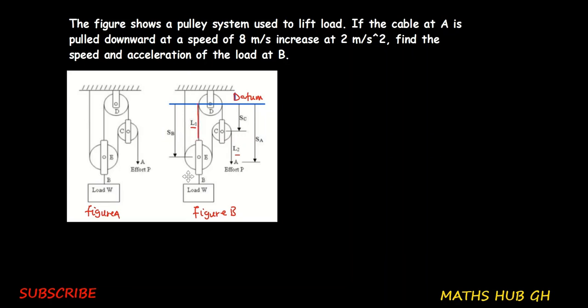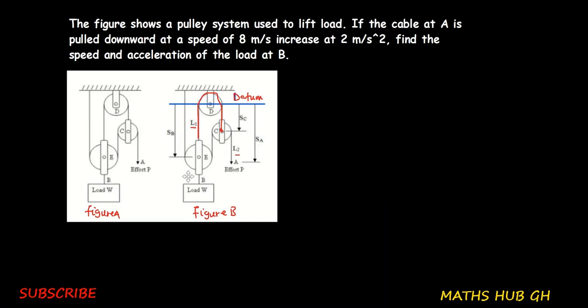So for rope 1, we are going to have up to this point. That will be the length of rope 1. Because of the datum, we are going to ignore the part of the rope that is behind the datum, which is this portion here. You are going to ignore this length here. So let's take note of that.